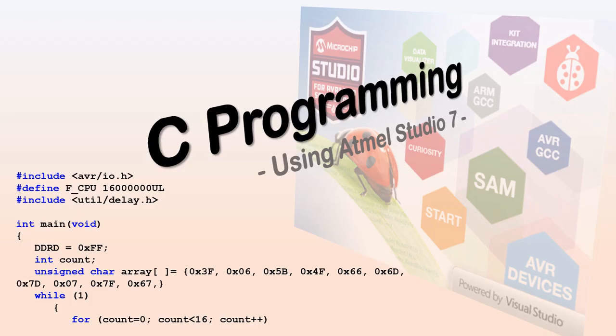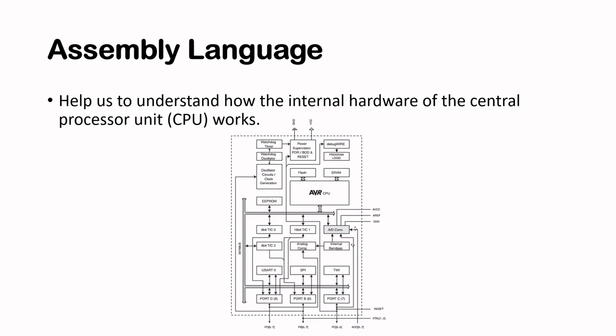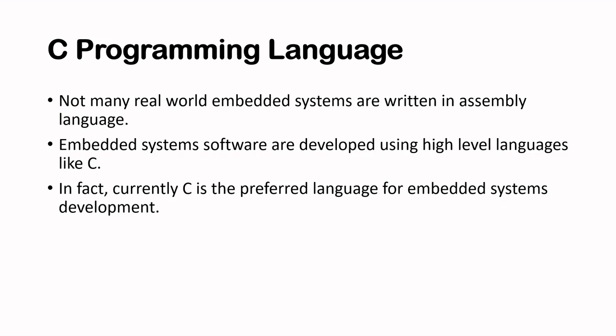Hello and welcome. Introduction. So far I have been using assembly language in my Atmega 328 videos. The reason is that I feel assembly language helps us to understand how the internal hardware of the central processing unit, or CPU, works. However, real-world embedded system software is developed using high-level languages like C. Not many real-world embedded systems are totally written in assembly language.